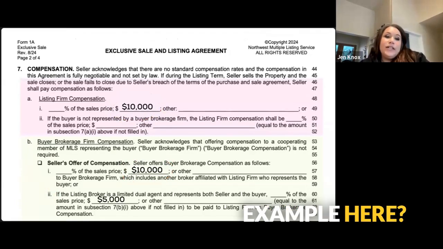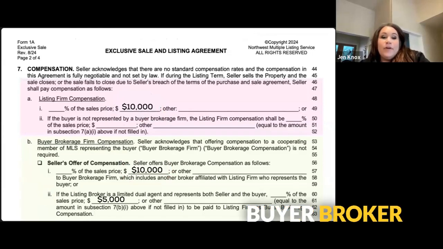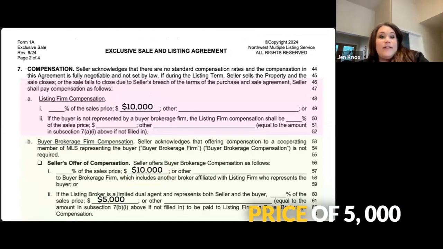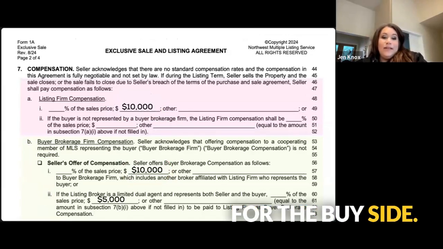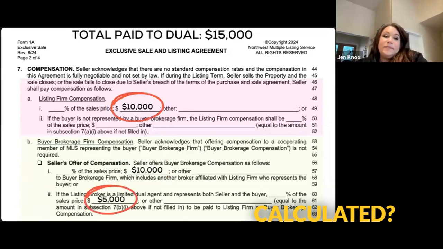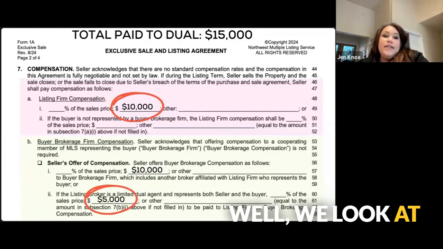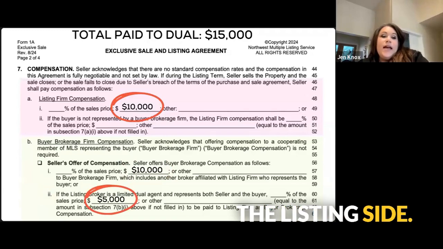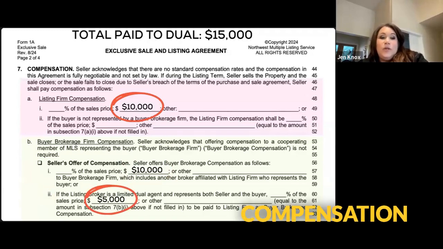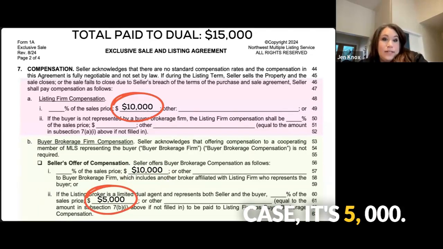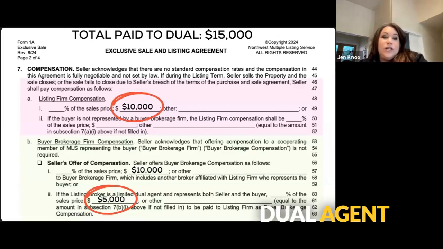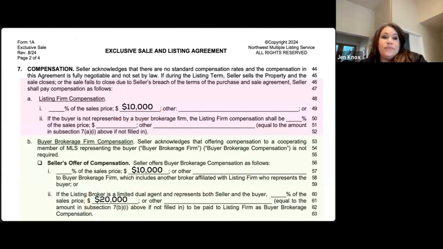What about in this example here? We have a listing compensation of $10,000, a buyer broker compensation of $10,000, but if no one else brings a buyer and the listing agent finds a buyer, there's a discounted price of $5,000 for the buy side. So how would that be calculated? Well, we look at the $10,000 for the listing side, and then what the dual agent compensation would be if that agent also brought the buyer. And in this case, it's $5,000. So the total paid to this dual agent would be $15,000.